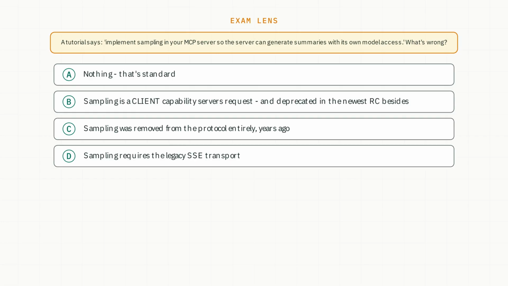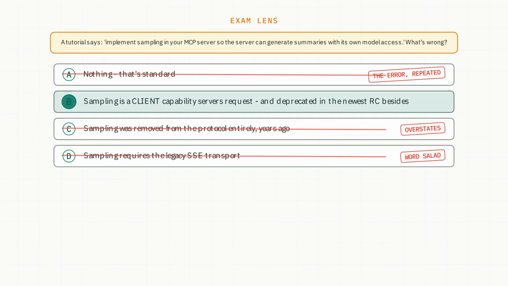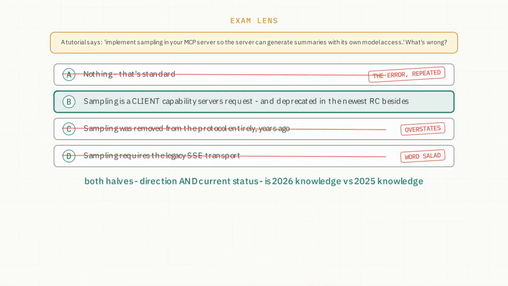The third overstates its deprecation with a window, not ancient removal. The fourth is word salad. The first is the tutorial's error repeated back. The second is exactly right on both counts, and knowing both halves, the direction of the capability and its current status, is what separates 2026 MCP knowledge from 2025 MCP knowledge.